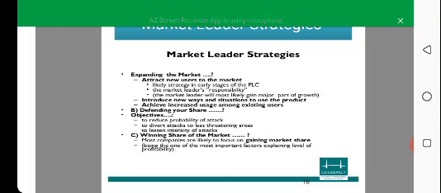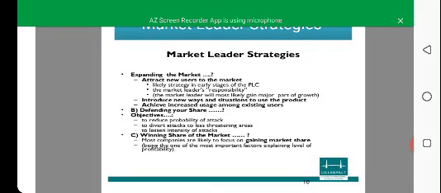Defensive strategies: defending your share of the market. If you are taking 10% of the total market, you will defend that share so that nobody can take some share out of yours.